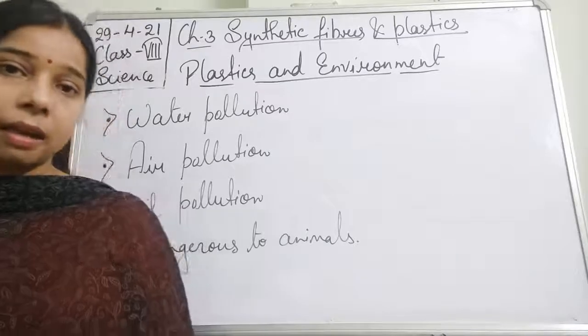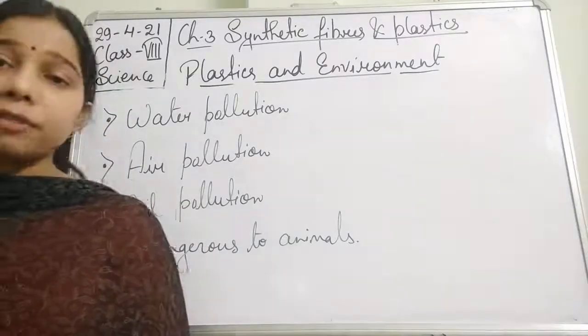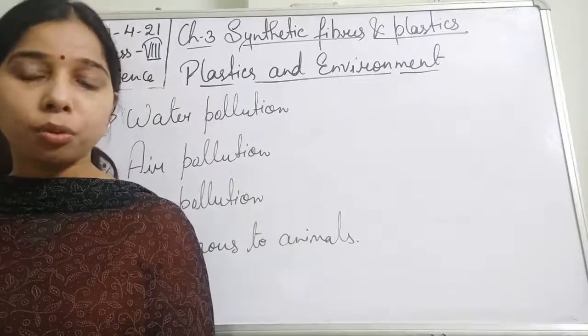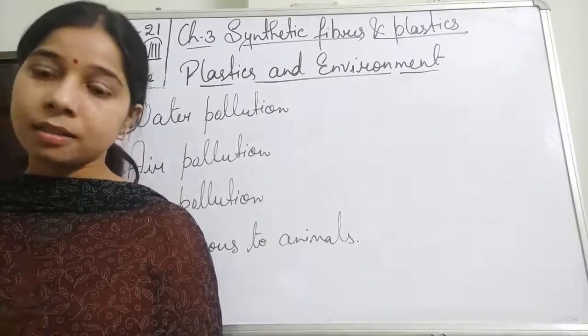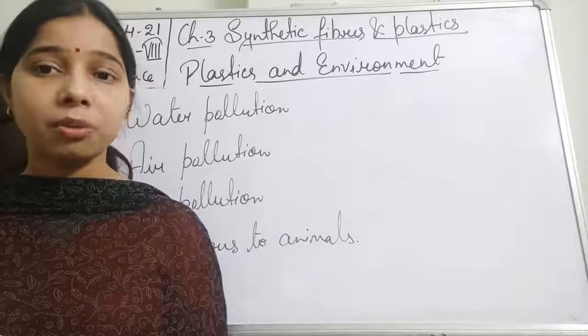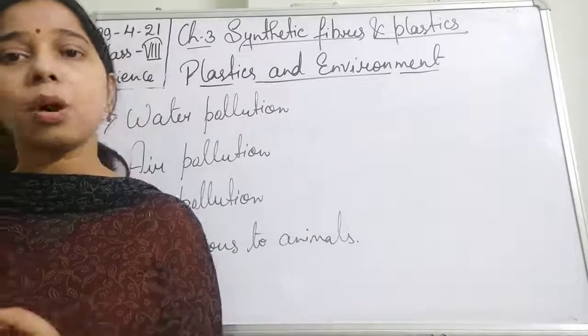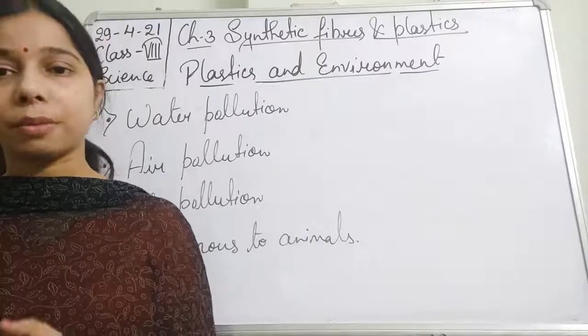The question here arises: what should we do? So we should believe in the 3 R's, that is, reduce the use of plastics, then if possible reuse it, and finally we should believe in recycling of plastic. So this is how we can protect our environment from plastic, students.